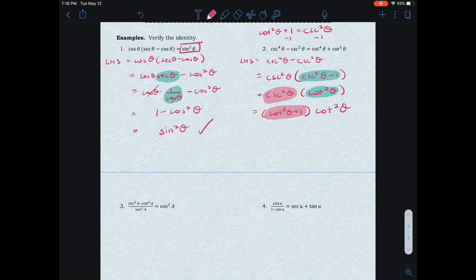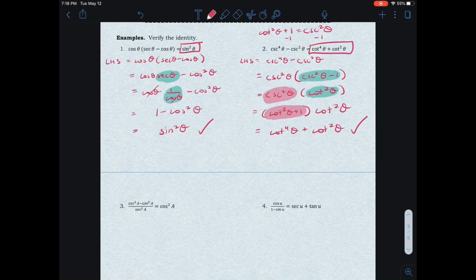And then from there, I'm still looking at my end goal, right? Because this is my goal. I'll notice that, hey, I just have to distribute the cotangent squared and I'm done. And this is my final answer, right? I started with the left-hand side and I ended with the right-hand side. That's the way to do it.